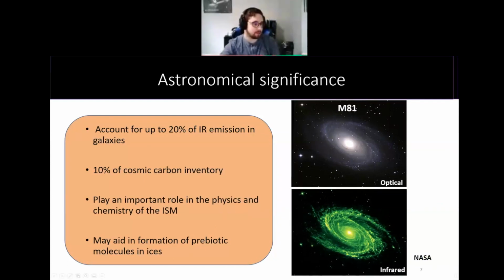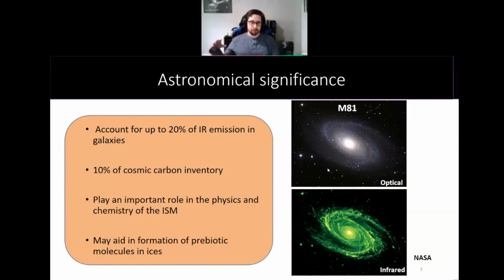So other than the fact that we just detect them everywhere within our galaxy and other galaxies, why are these bands astronomically significant? Well, they account for up to 20 to even 30% of the infrared emission in galaxies. They've been found to account for 10% of the cosmic carbon inventory. They play an important role in many different processes in the ISM, such as the heating of the neutral ISM from photoelectric ejection, as well as the ionization balance in the neutral ISM from photoionization and recombination processes.